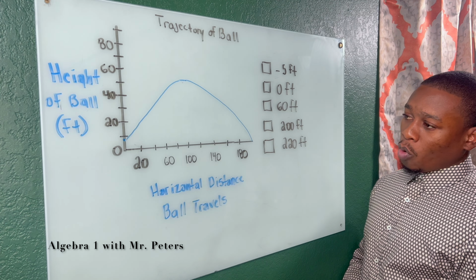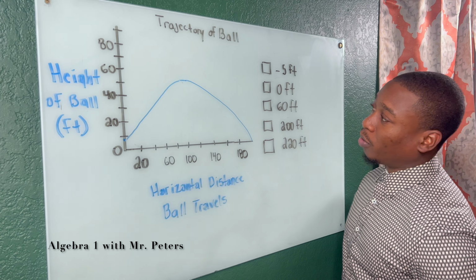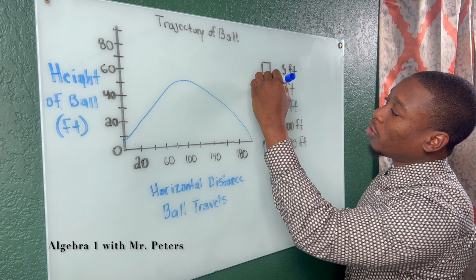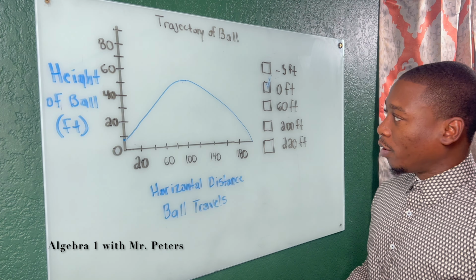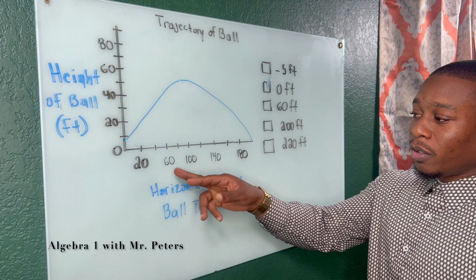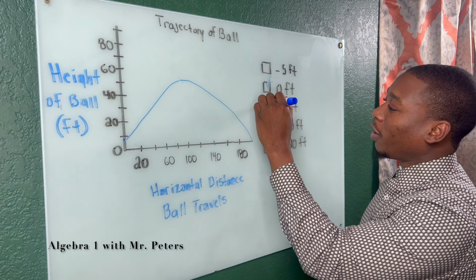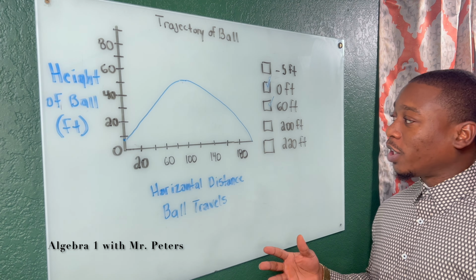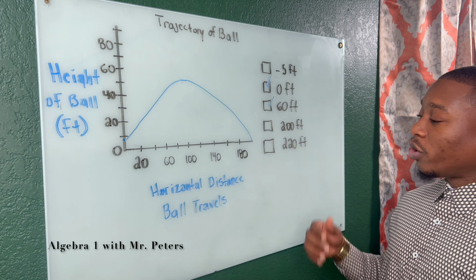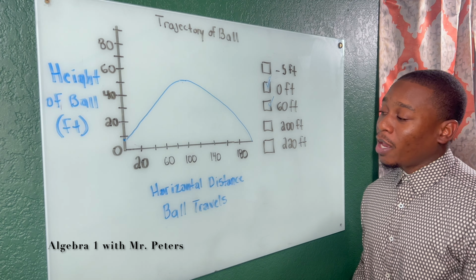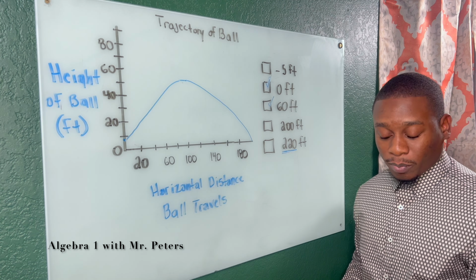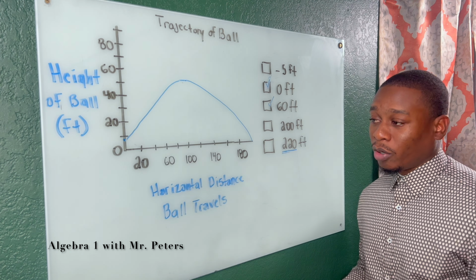And when we look at this, we start off at 0, right? So the ball hasn't been hit, hasn't traveled anywhere. 0 feet will be in that domain. Then we look at 60 feet. The ball is still traveling, right? It's in the air, right? Now, the last aspect that becomes challenging is 200 or 220 feet. And a lot of students are going to pick 220 feet because they misinterpreted the graph.